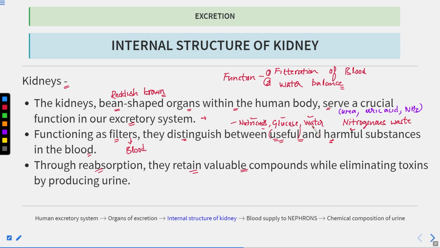Through reabsorption, the kidney retains the valuable compounds, as I've already told you, such as nutrients, glucose, water and some salts, while eliminating the toxic substances by producing urine. So what do kidneys produce? They produce urine, and this urine contains all the toxic substances. This was about the kidney, and two kidneys are present. Where are they present? They are present at the back side of the abdominal cavity.